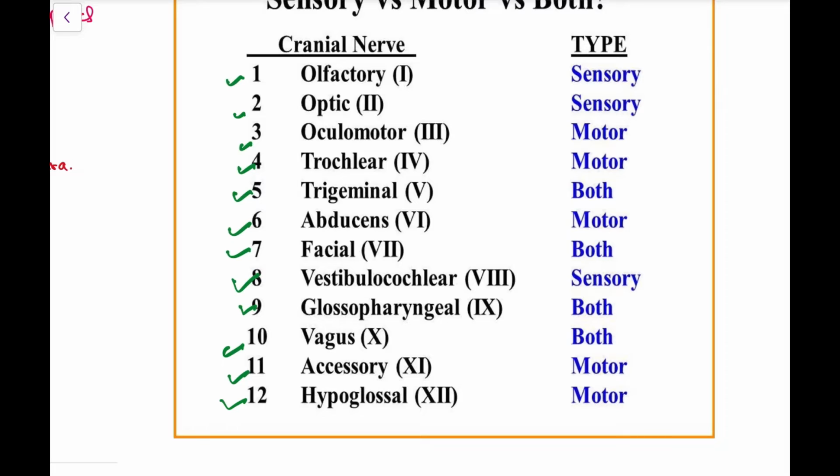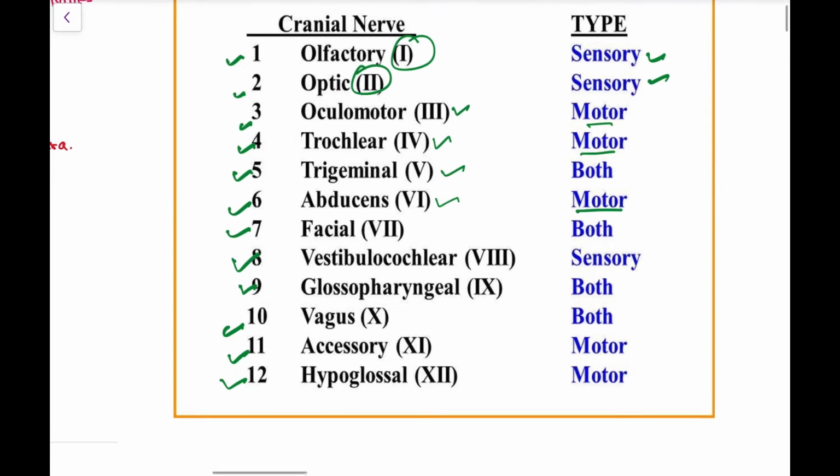Out of these, the first and second are sensory, then third, fourth, and sixth are motor, then the fifth, seventh, ninth, and tenth are mixed, that is, both sensory and motor. Then the vestibulocochlear is pure sensory, and the 11th and 12th are pure motor.